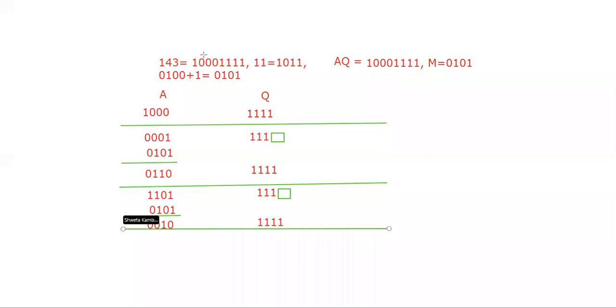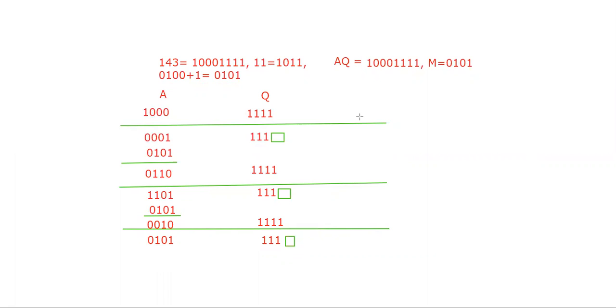Let's go to third step. Again, in third step, you have to shift. So this 0 will be discarded. So 0, 1, 0, this 1 from this side will come here. Okay, and then these 3 ones will be copied here, 1, 1, 1. And again, you have to decide about this Q0 bit, whether it should be 1 or 0.